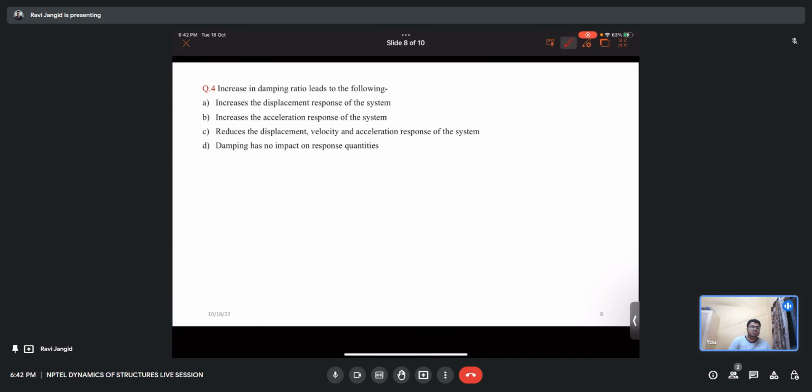Increase the displacement response of the system, increase the acceleration response of the system? That is wrong, because if we increase the damping, the displacement response will not increase. Increase the acceleration response? Also wrong, increasing the damping will not increase the response. Reduce the displacement, velocity and acceleration? Yes. Damping ratio has no impact on the response resistance? No. Damping ratio has a significant impact on the response quantities. Okay, so our option C is correct.